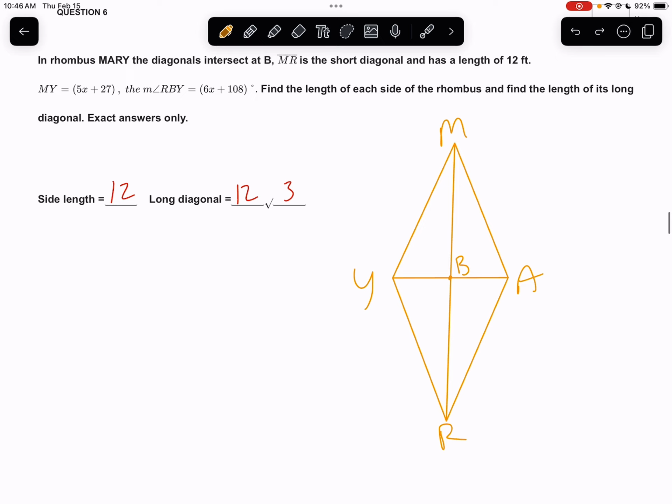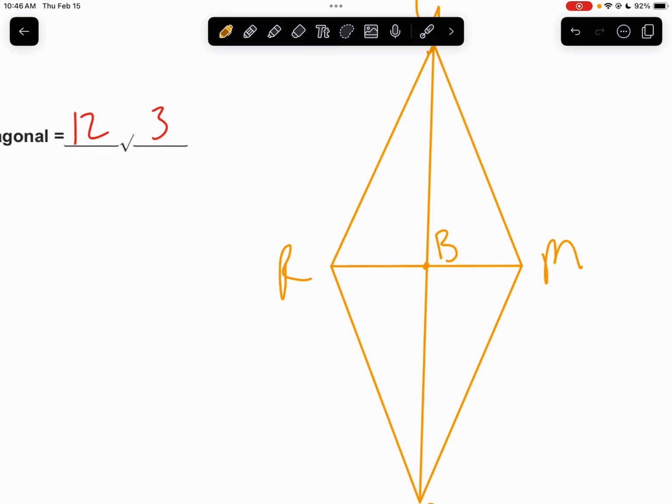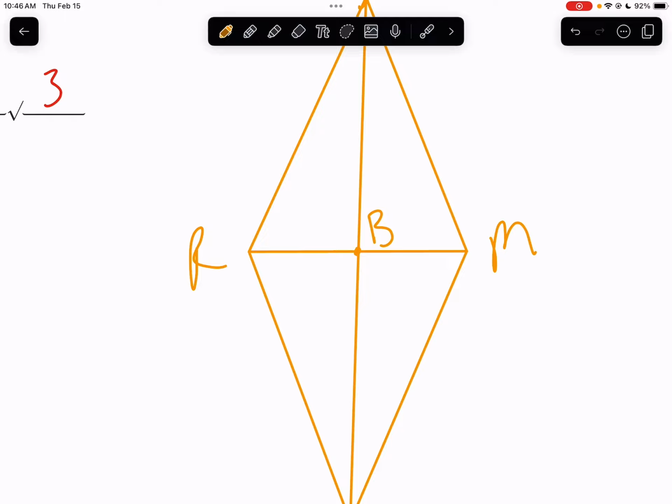It says MR is the short diagonal. Well, okay, let's fix that. Mary had a little lamb. All right. Now, MR is the short diagonal and has a length of 12. Well, it's a rhombus, which means it's a type of parallelogram. So if the entire thing is 12, that means each part's going to be 6.